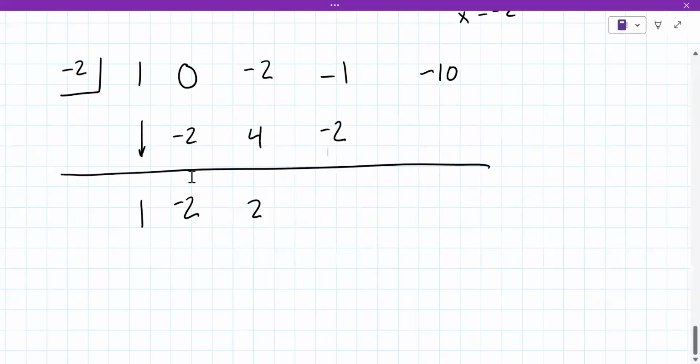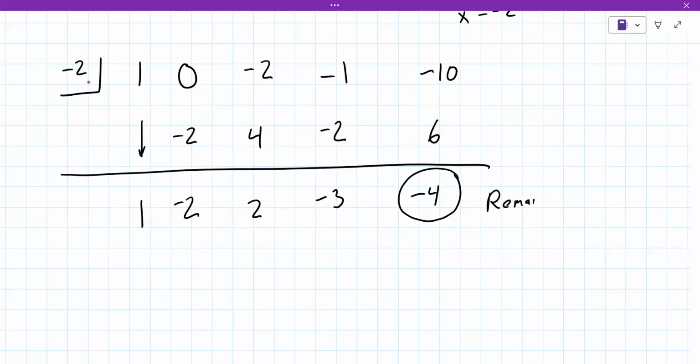So again, make sure you understand the pattern of where the numbers are coming from. You're adding in here. That's -3. And then you take the -3 and multiply by the number in the box. That's 6. And you add together here. And there's your answer. This last number is your remainder.